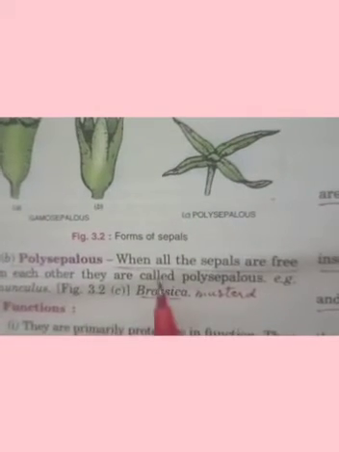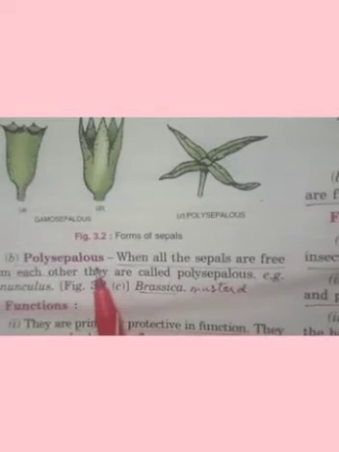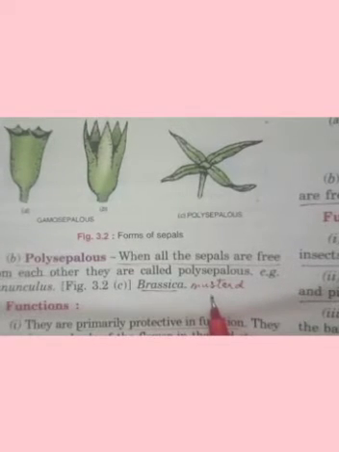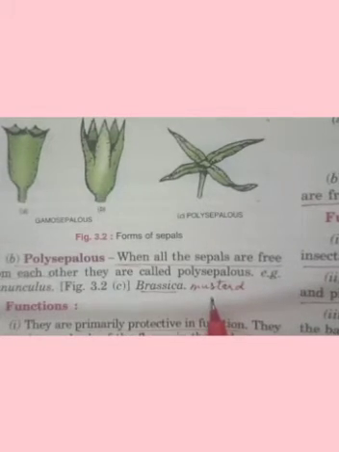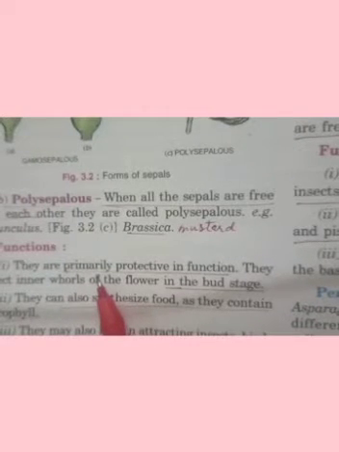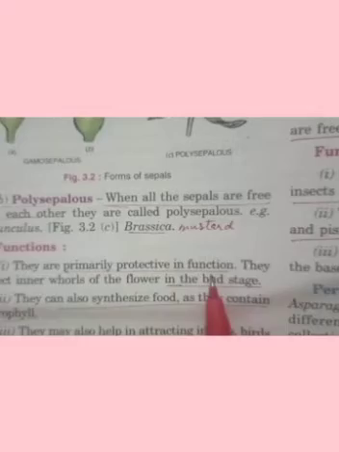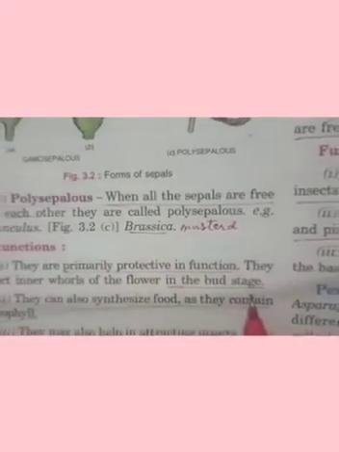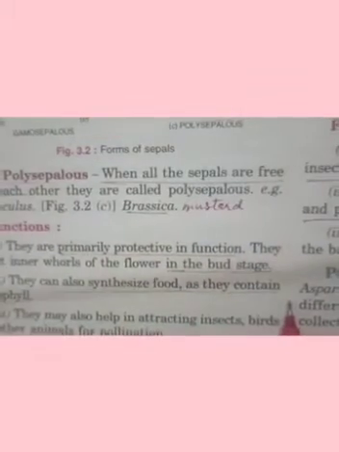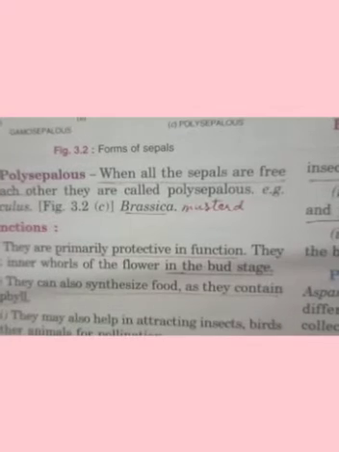Now polysepalous, when all the sepals are free from each other. Poly means free, sepalous means sepals, so when they are free from each other, they are called polysepalous. Example is your mustard flower, right? Mustard is your sarson. Now, what is the function of calyx? They are protective in function during the bud stage. They protect the flower during bud stage, and sometimes they also synthesize food because they are green in color, which means they contain chlorophyll.